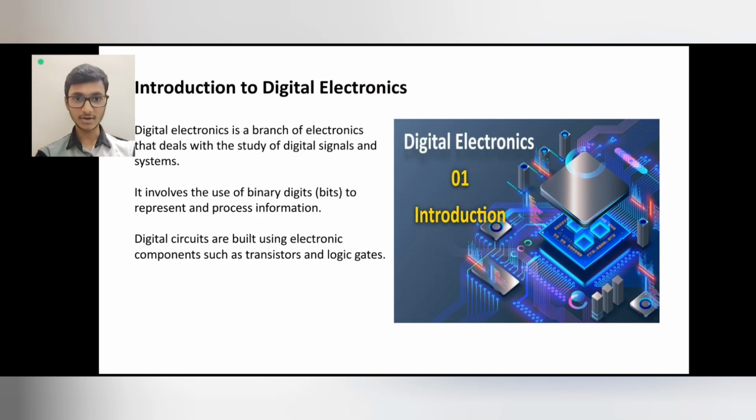Introduction to Digital Electronics. Digital electronics is a branch of electronics that deals with the study of digital signals and systems. It involves the use of binary digits to represent and process information. The binary digits are basically 0 and 1. Digital circuits are built using electronic components such as transistors and logic gates.